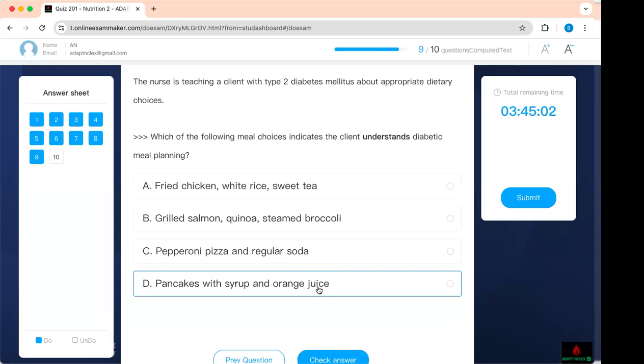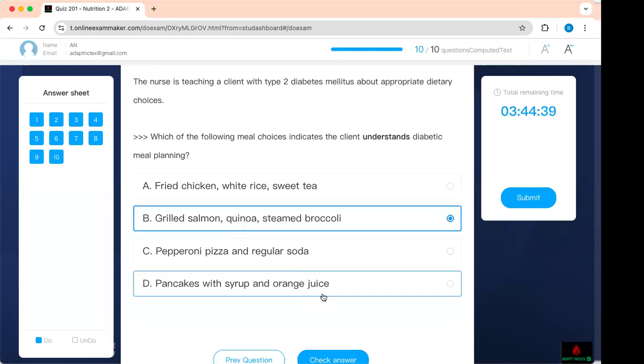Fried chicken, white rice, and sweet tea. Too much sugar. Grilled salmon has some fat in it, but not too much sugar. Quinoa and steamed broccoli. Excellent. Low glycemic diet. Pepperoni pizza, too much. And regular soda, pancake and syrup, orange juice, too much sugar. Therefore, these are your right answers.